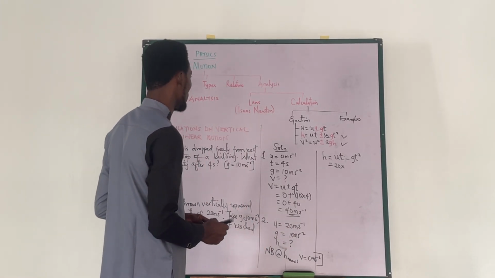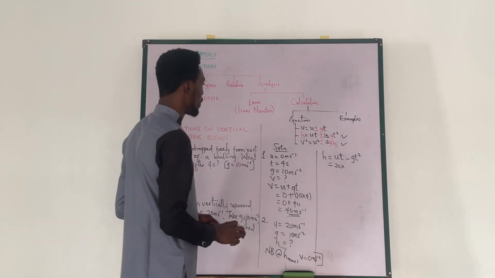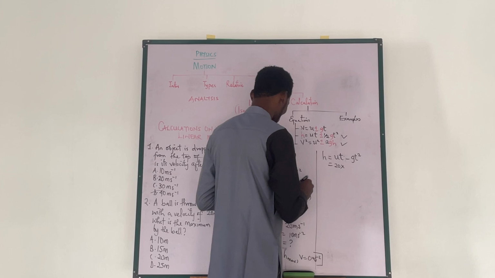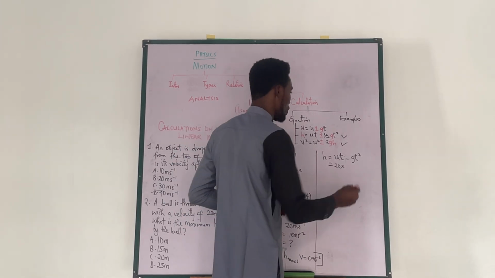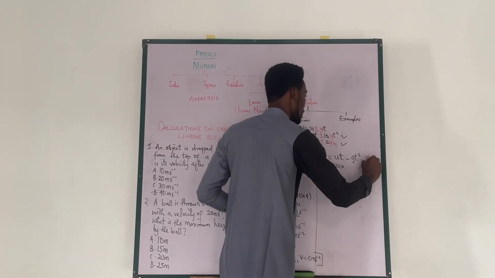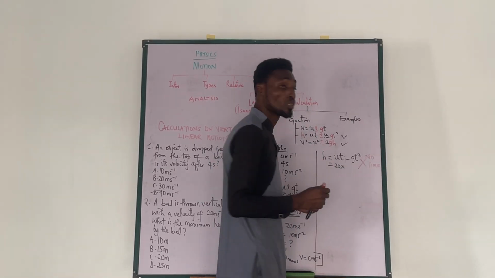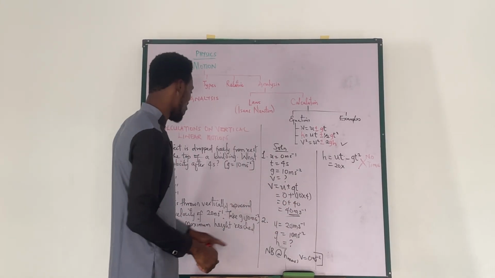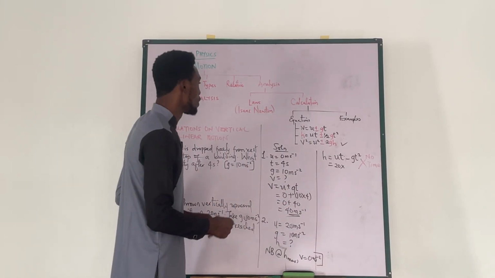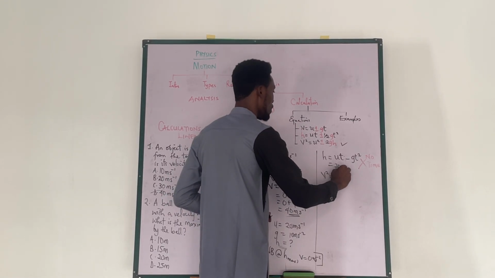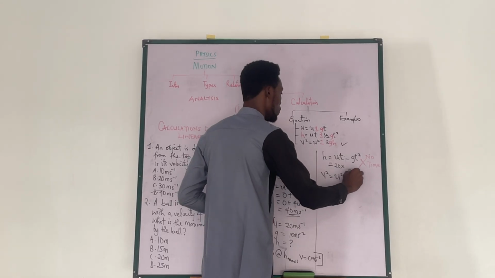Were we given time? Oh, sorry. This would not work because we are not given time. Let me use my red marker to show you. You see, we got no time. No time given. So this would not work. Rather, this would work, because the parameter time was not given in this question. So we have to use v squared equal to u squared plus or minus 2gh.